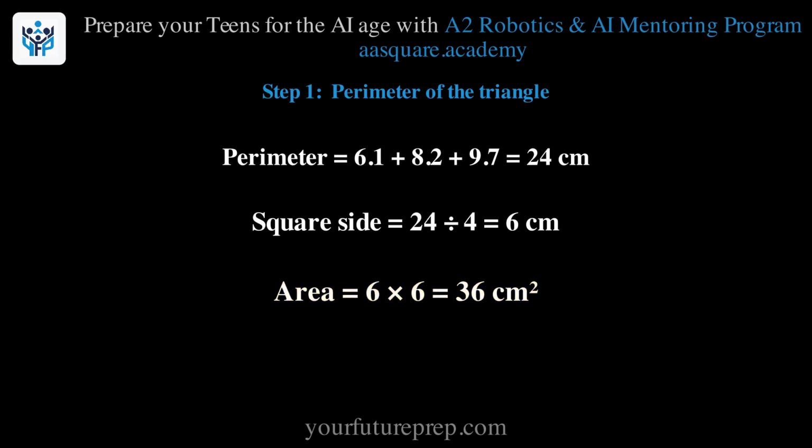Finally, the area of the square is side times side. That's 6 times 6, which equals 36 square centimeters. So the answer is 36, which is choice C.